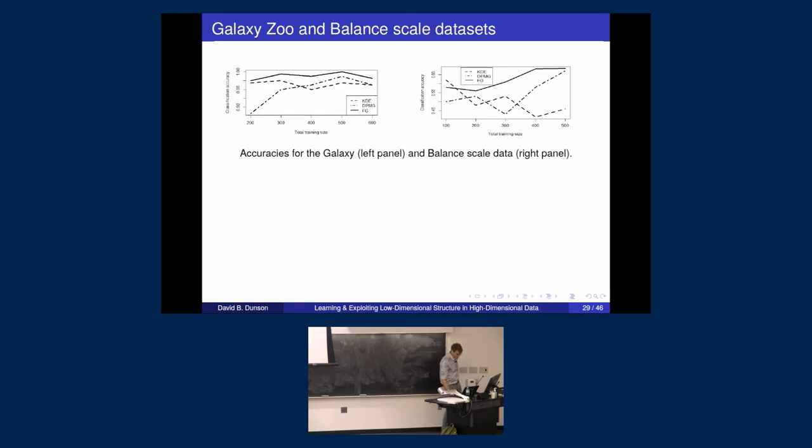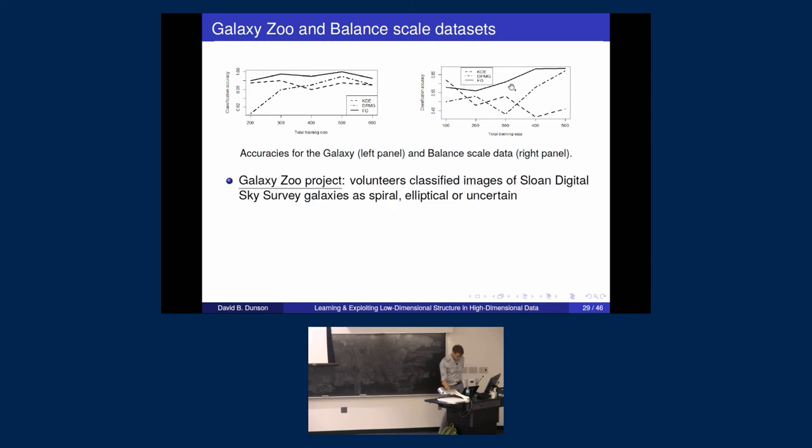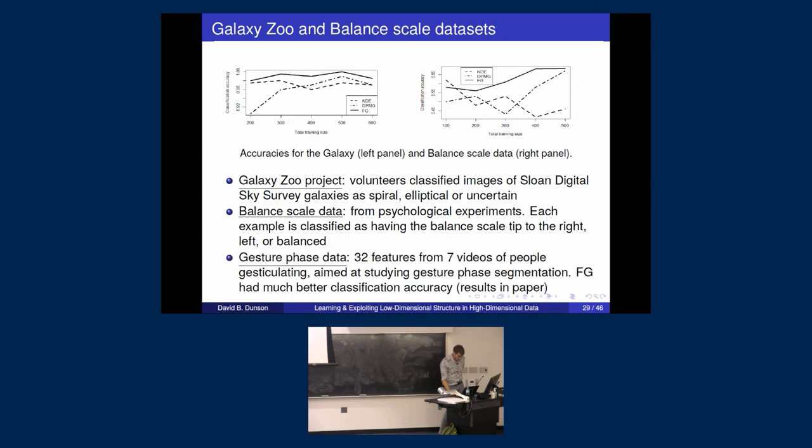And we applied it to a bunch of other classification data sets. There was a galaxy data set I found interesting, where they're classifying the shapes of galaxies, from an astrophysics example. And so we hold out the labels and then we see what happens. Can we predict the label and the shape of the galaxy, compared to other things? And we do much better. And there's also this balanced scale data and gesture phase data, and we did a lot better in each of these cases in terms of classification performance in this kind of model-based clustering.